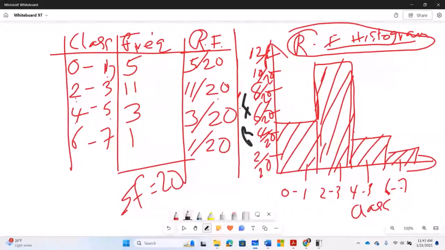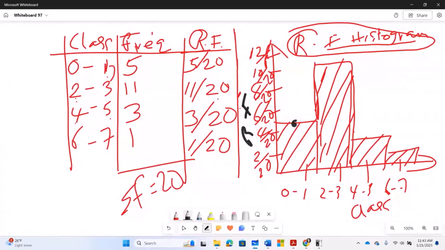Okay, I also could be told to draw a relative frequency polygon. What is a polygon? Remember when you were in geometry? A polygon is a closed figure. It's a plane figure closed by line segments. Okay, so how do I do it when I already have a relative frequency histogram and I'm told to superimpose a relative frequency polygon inside it?